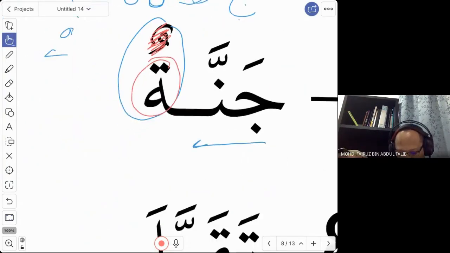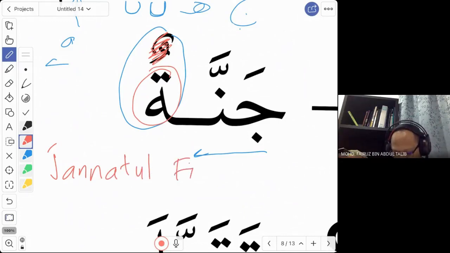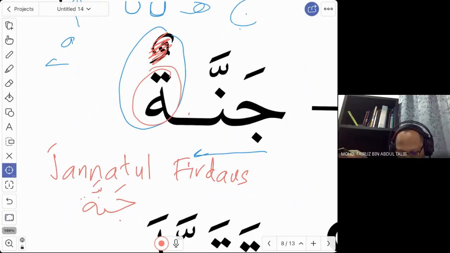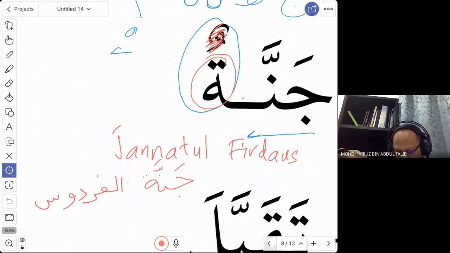But of course, in English, it is written Jannatul. Some Malaysians have this name as well. They call themselves Jannatul Firdaus. Let us take one example, taking from the name of the Jannah, the heaven of Firdaus, Jannatul Firdaus. So if we write this in Arabic, it is Jannatu, this word Jannah, and Al Firdaus. Jannatu Al Firdaus. When we convert into Latin or English, it becomes Jannatul.